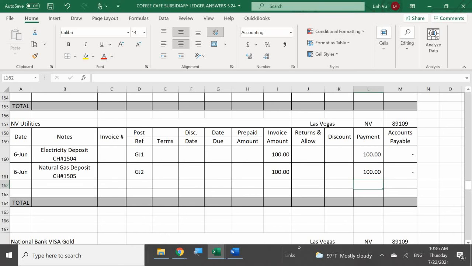So if I ever shut down my business, they should be giving me back both deposits, for the electricity and the natural gas. Okay. And right here, because I pulled down my formula, it shows me that I don't owe NV Utilities anything, and they don't owe me anything. Okay.